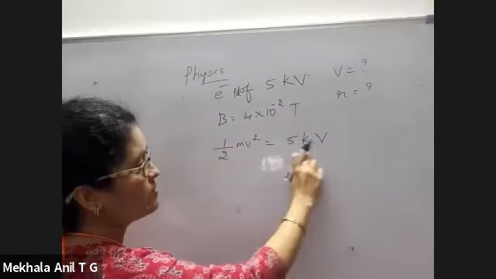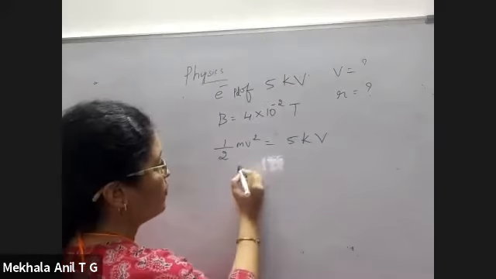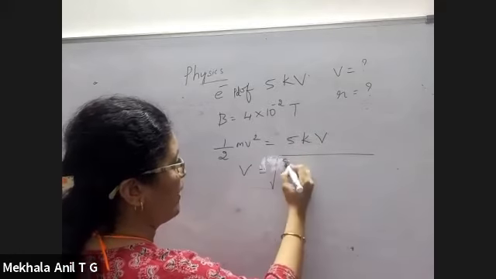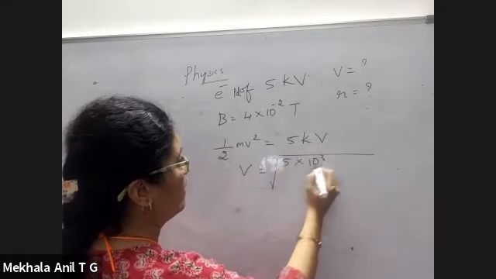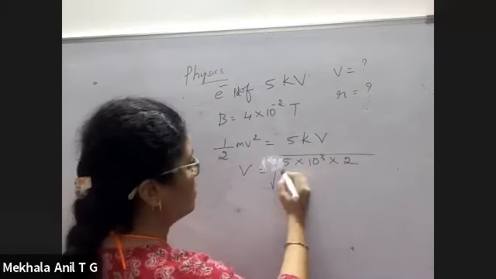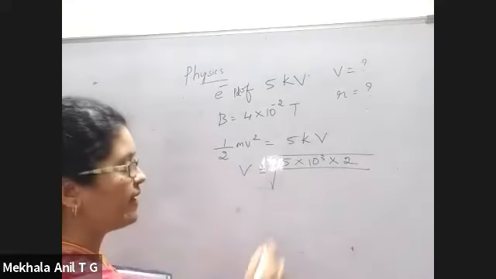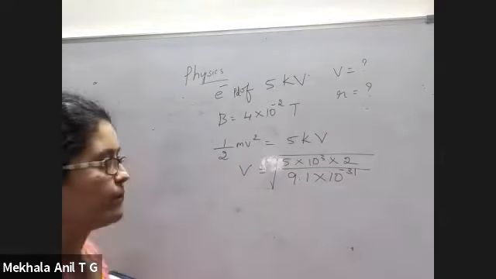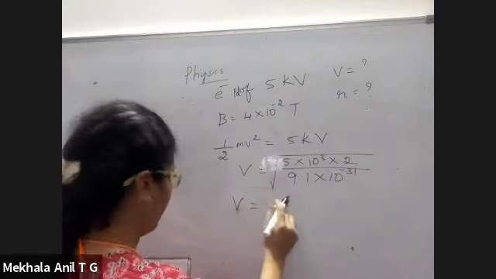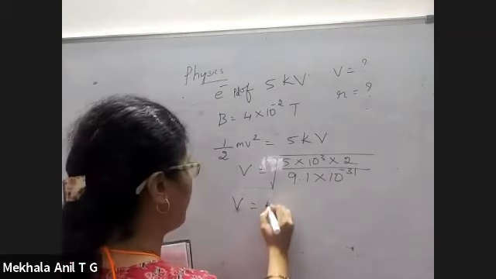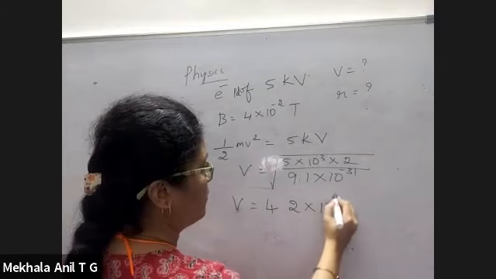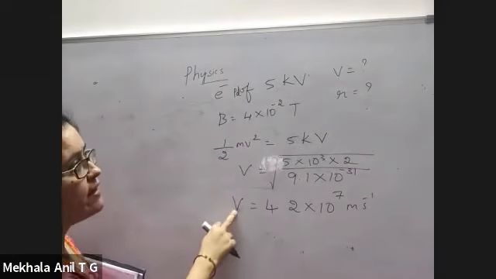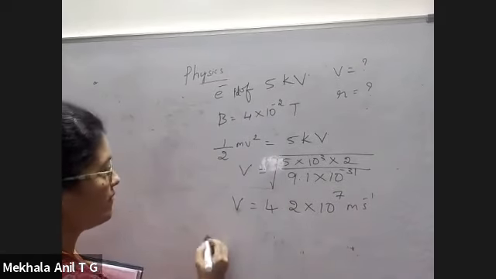So half mv squared is equal to 5 kilovolt. Therefore, velocity is equal to the square root of 5 into 10 power 3 into 2 divided by the mass of the electron, that is 9.1 into 10 power minus 31. So this gives you the velocity as 4.2 into 10 power 7 meter per second. Having found the velocity, next you have to determine the radius.